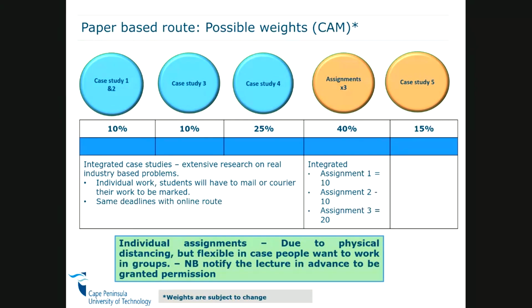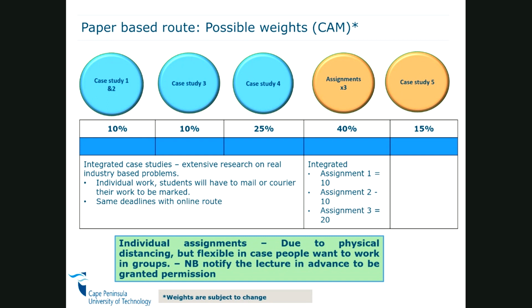Right. So these are the possible weights now. The weights of your assessments will also change because things have changed a little bit, and now you will be assessed in what we call a continuous assessment mode. That means everything that you do will be assessed and will count towards your final mark.